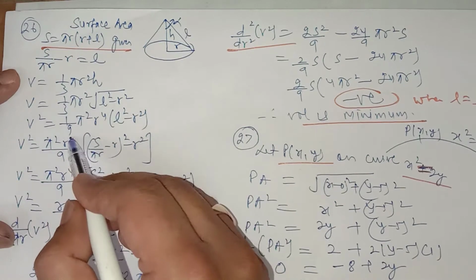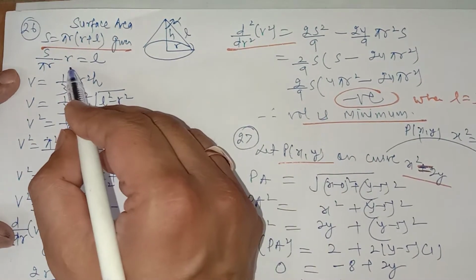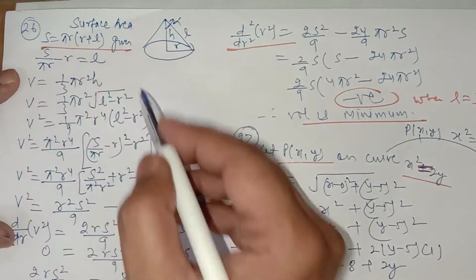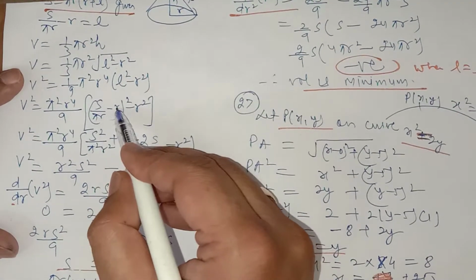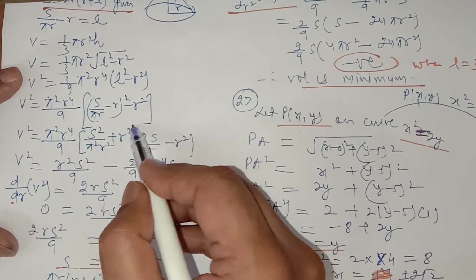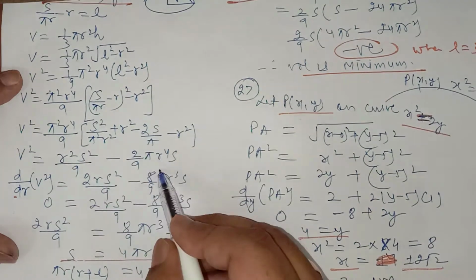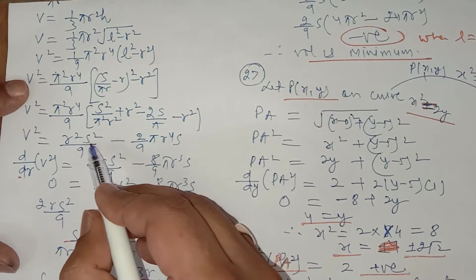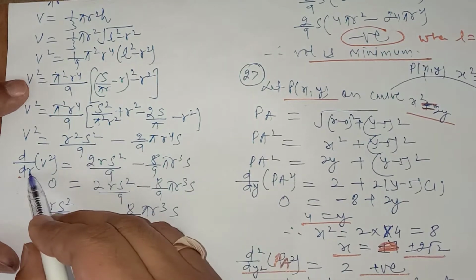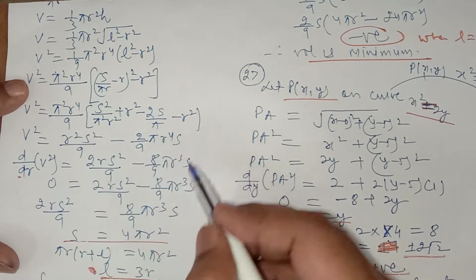So V square equals 1 upon 9 pi square r raised to power 4 into (L square minus R square). Replace the value of L, which is S upon pi r minus r, whole square. Find the whole square of it, a square plus b square minus 2ab. R square will cancel out with R square. Open the bracket, this into this minus this into this, and you have to differentiate this V square with respect to r because S is constant. So differentiate with respect to r, it will be 2r and 4r cube.